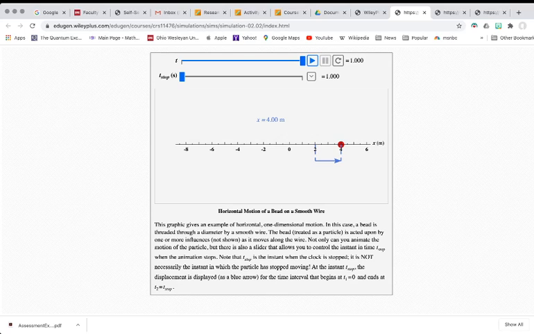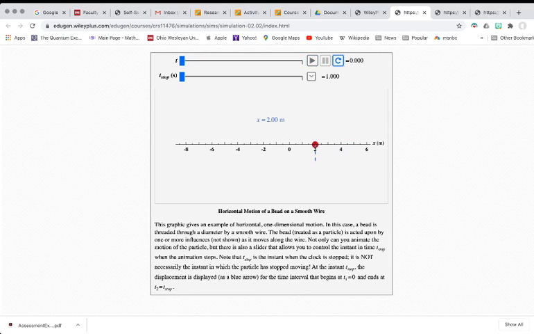So delta x is 2 meters, positive 2 meters, for this time interval. There's even a little blue arrow pointing to the right here to show you that the displacement was to the right, or in the positive x direction, for this time interval.